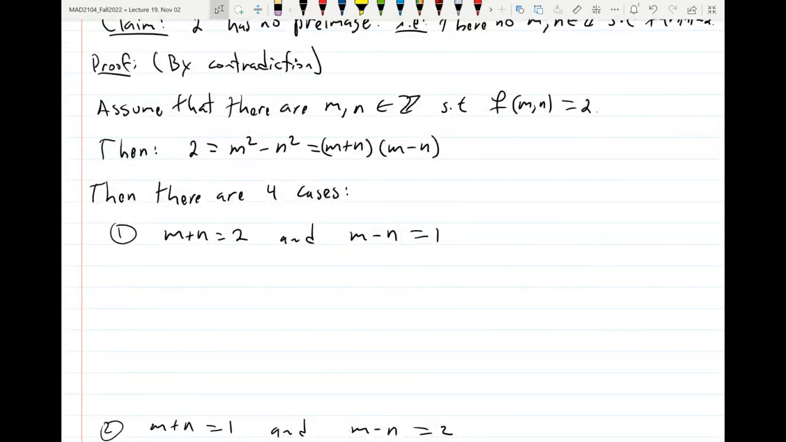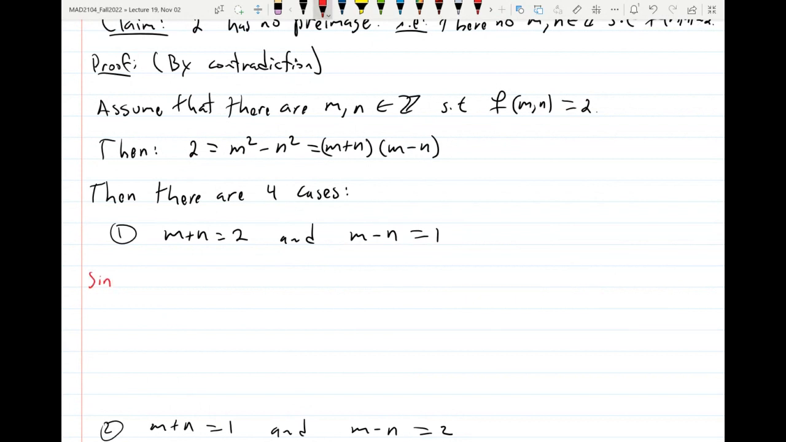That's basically what we're saying. We can factor 2 in this form, and that means the factors have to be 2 and 1, or the negative version of those. But moreover, this is telling me that 2 is equal to the sum of these 2 integers, and 1 is equal to the difference of these 2 integers. And this is where we're going to get a contradiction. For example, from here, what follows? So let me say here.